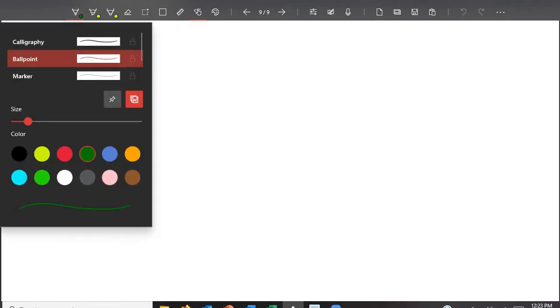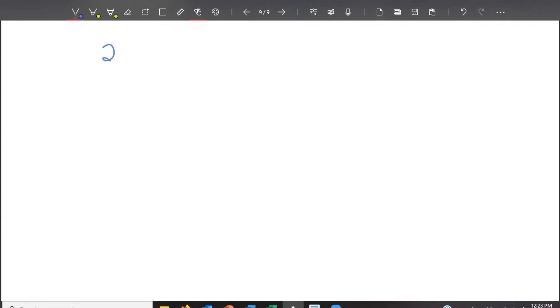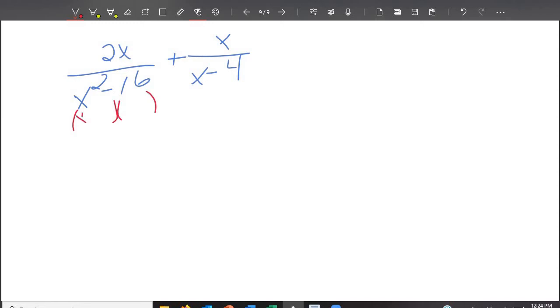Now, let's do some where we have to factor our denominators. Let's say we have 2x over x squared minus 16, plus x over x minus 4. Now, you've always got to check to see if you can factor, especially if it's a binomial or trinomial. This is a difference of 2 squares. The second one I can't factor.